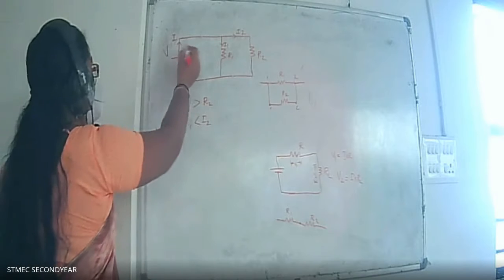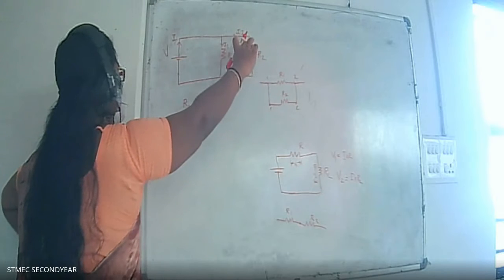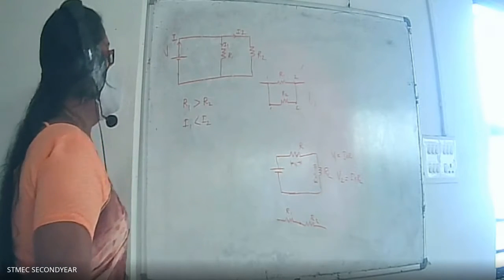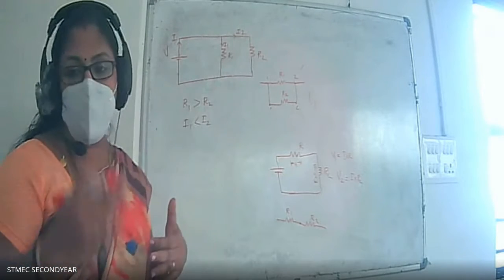And here, we want to find out the voltage drop across R1 and the voltage drop across R2. Once we get the current flowing through each branch, we can directly apply Ohm's law.